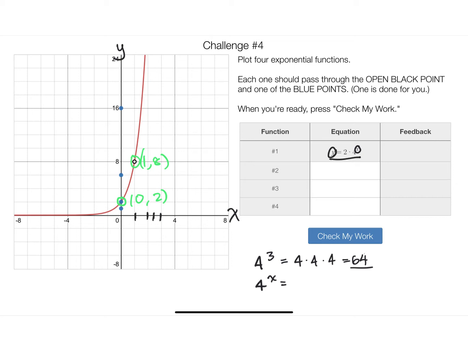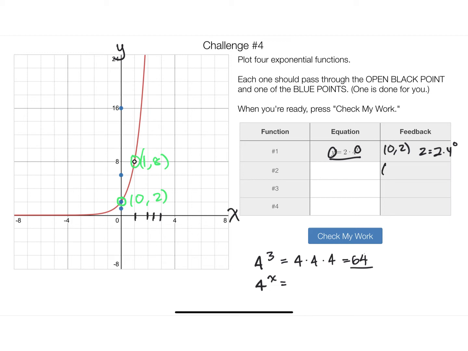So check out that first one, (0, 2). I'm just going to write it in the feedback right here. If I plugged in, 2 is the same as 2 times 4 to the 0. Oh hey, that is true, because 4 to the 0 is 1, and 1 times 2 is 2. Check. Cool, that works out.